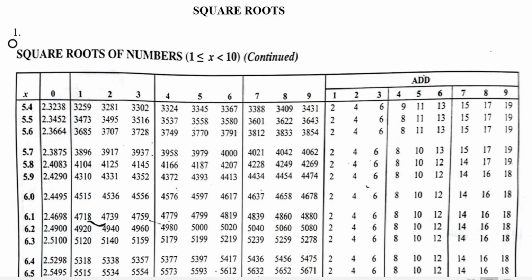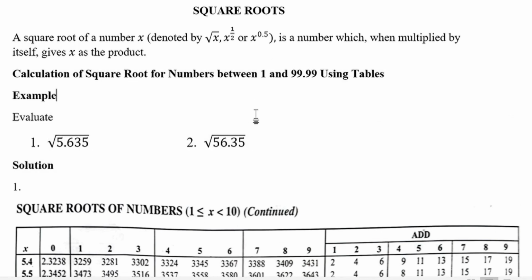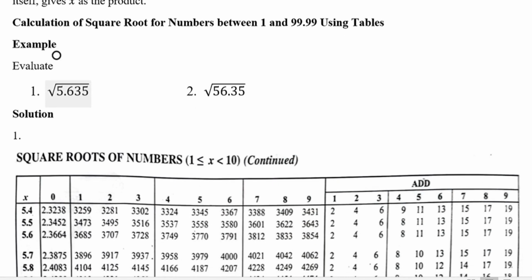The square root of a number x is a number which, when multiplied by itself, gives x as the answer, or the product. Now, how do we calculate the square root of a number between 1 and 99.99 using square root tables? We have these two examples to work. The first one wants us to work the square root of 5.635 and then the square root of 6.35.